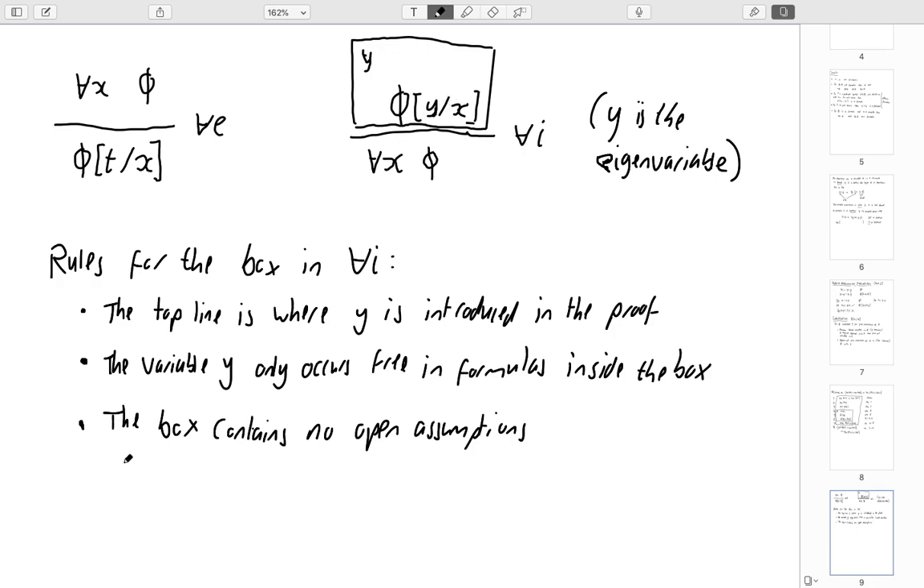And lastly, it should really go without saying, but let me say it just to be clear. The formula phi with the eigenvariable y substituted for the universally quantified variable x needs to be the last line in the box. So phi y over x is the last line.